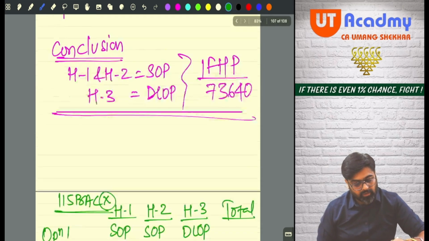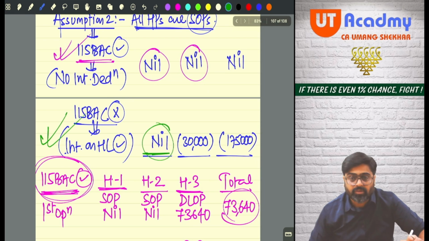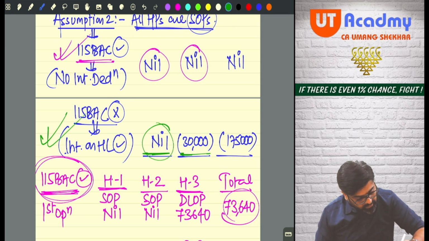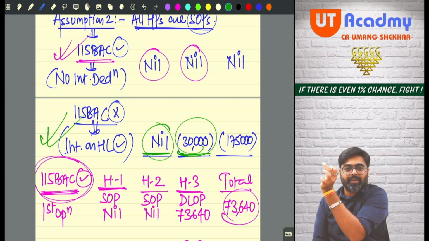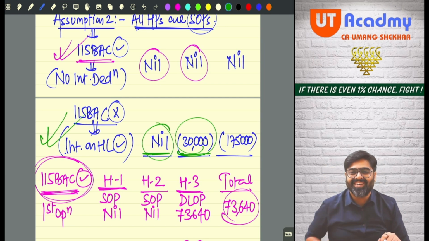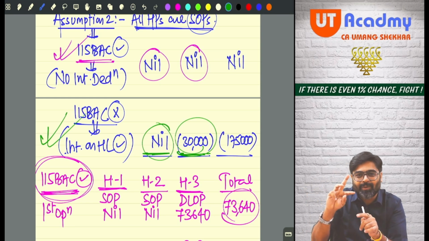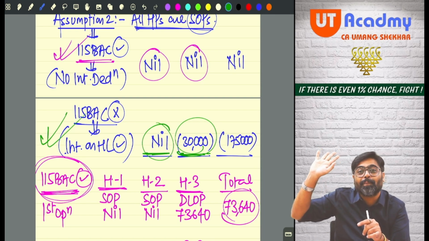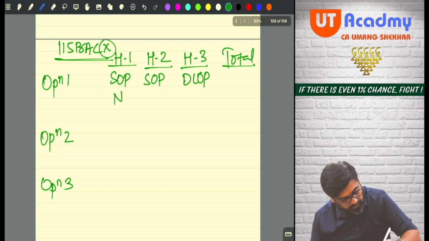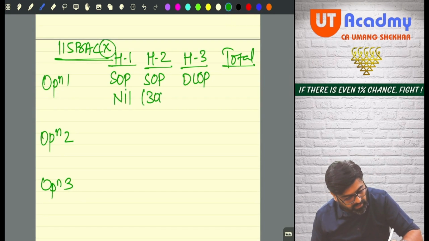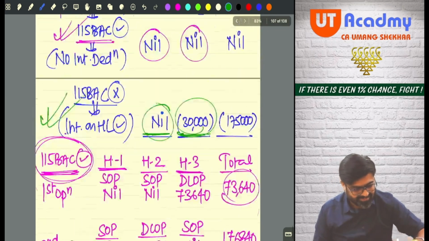Now tell me, SOP. Can I say first is SOP, then the income is nil? Second is SOP, then the income is -30. And both taken together, the interest does not exceed 30 also. Interest for first is nil, interest for second is 30. Both taken together, interest does not exceed 30. So can I say here I will write nil and here I will write negative 30, and house 3 is DLOP first table.